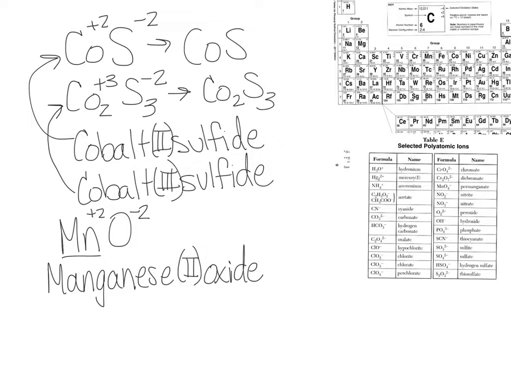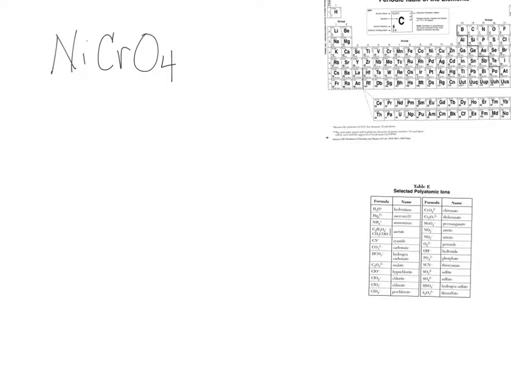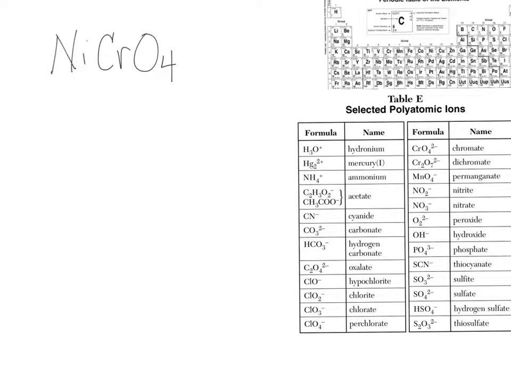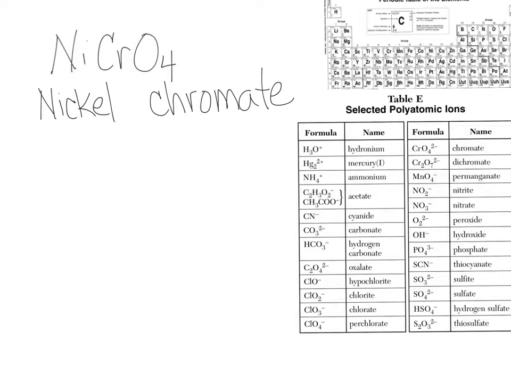Let's try a couple more. Now this one, we have nickel, and then we have chromium, and oxygen. So I have 3. When I see 3, I need to look at table E. So here's table E, and we're looking for the negative half of our compound because nickel is not one of the 3 positive ones. So now here is chromate. That's the polyatomic ion we have. So we're going to name the first nickel. Leave a space, and then remember, we don't change the name of a polyatomic ion, we just put in its name.